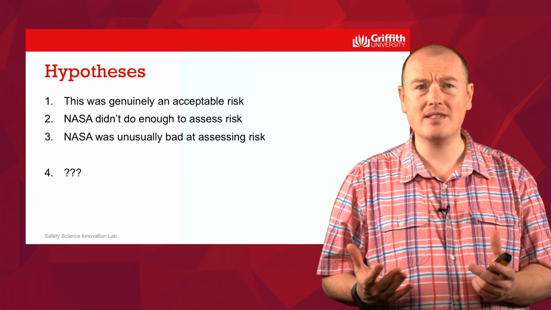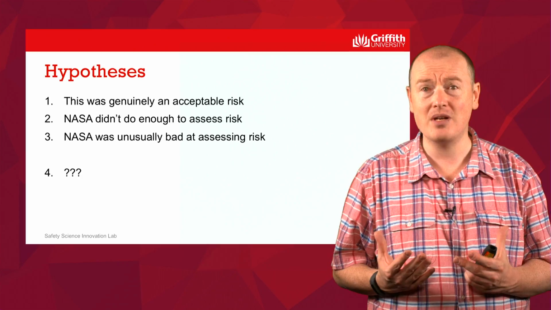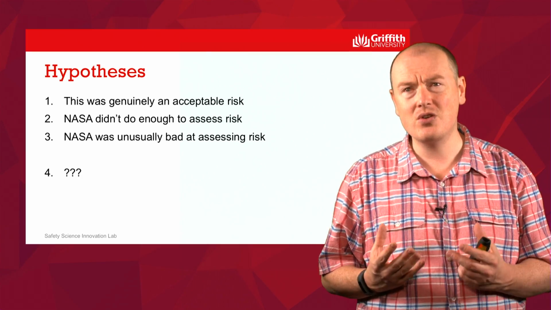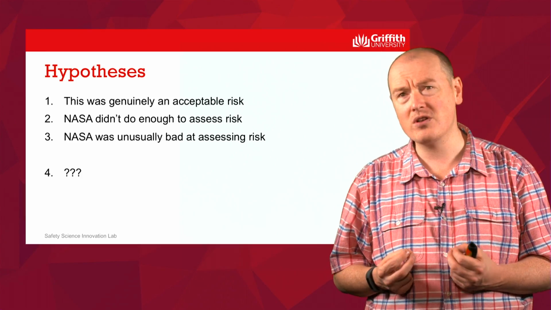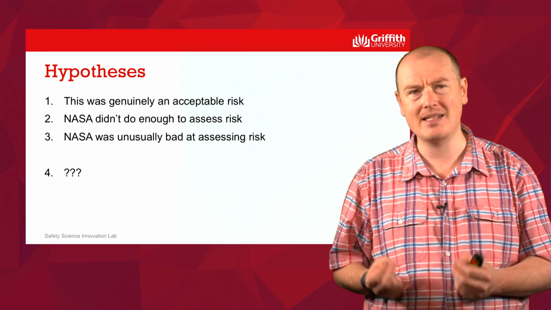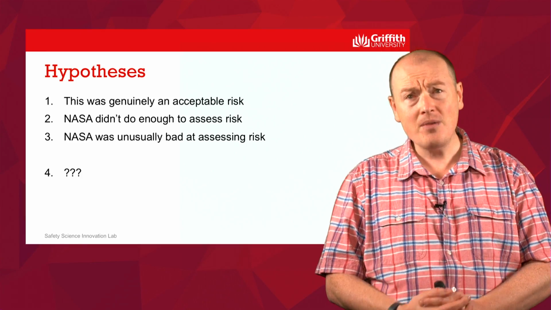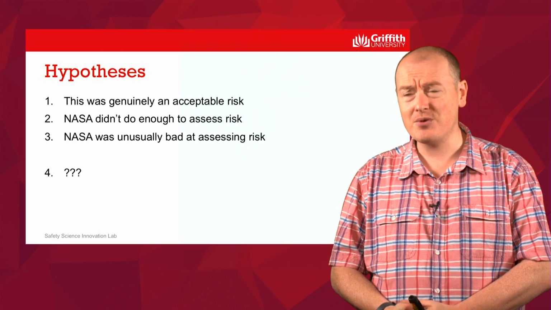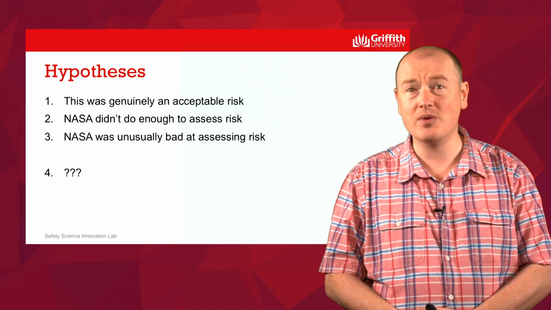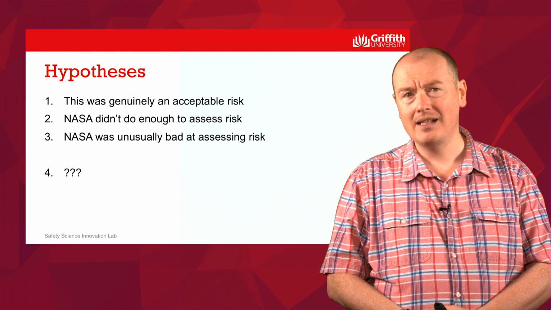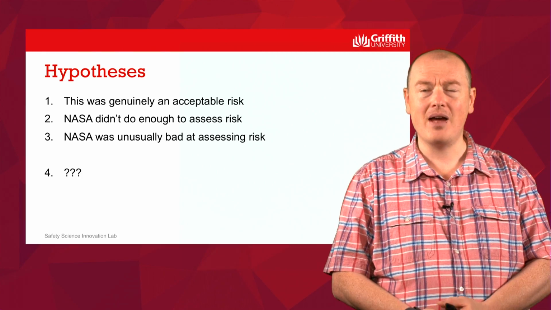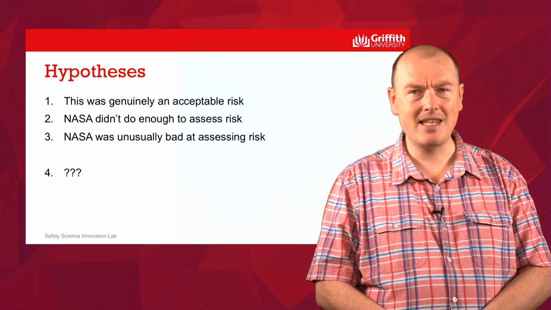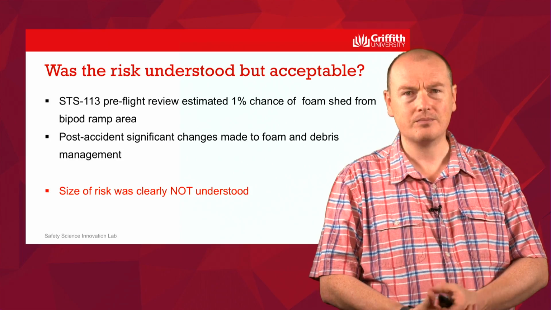The second hypothesis is that we could say, well, they didn't do enough to assess the risk. They should have done more to think formally about this, more to analyse it, more to understand it. And the third possibility is that it was a real risk, that they did enough to assess it, they were just unusually bad at it. And as you can guess from the slide behind me, we're going to reject all three of these hypotheses and see what else we can come up with.